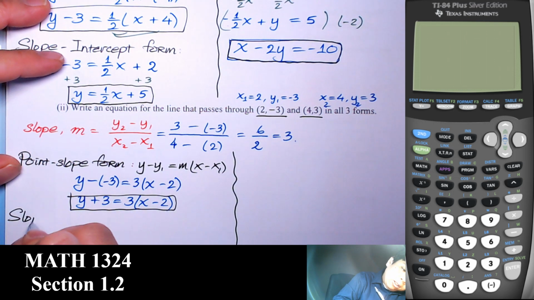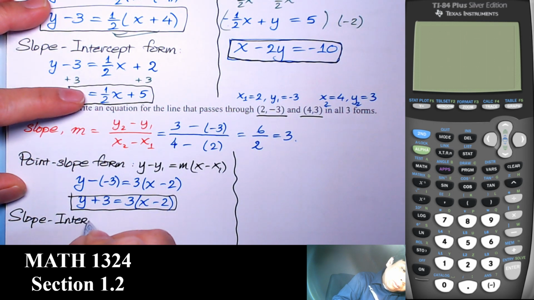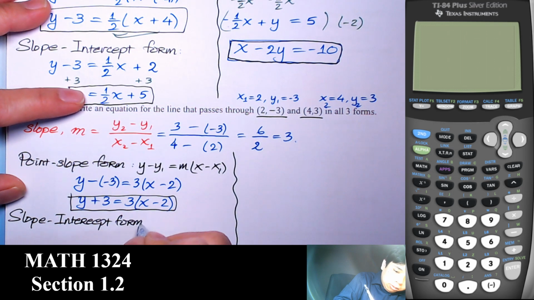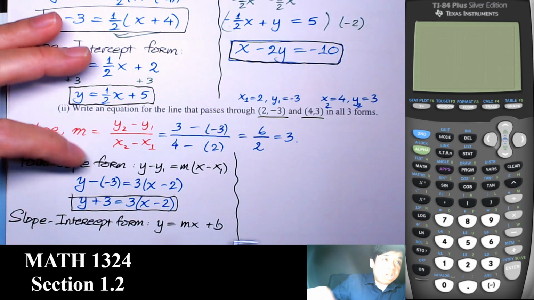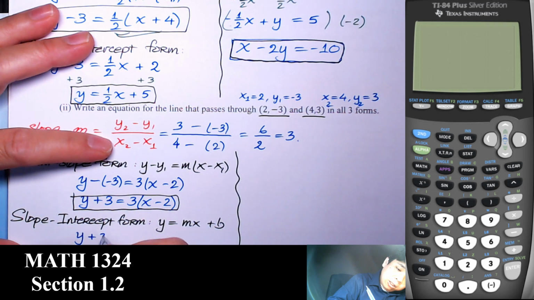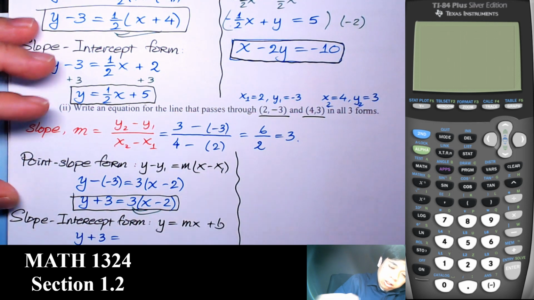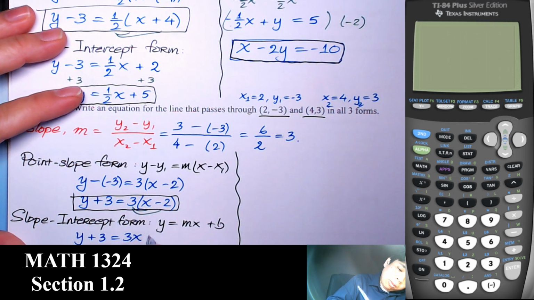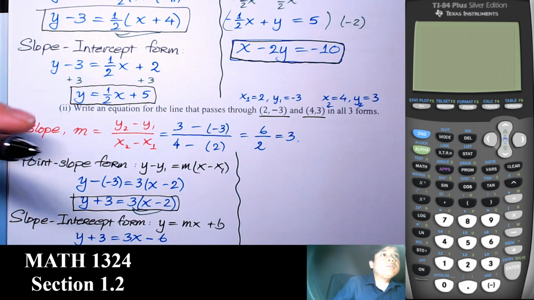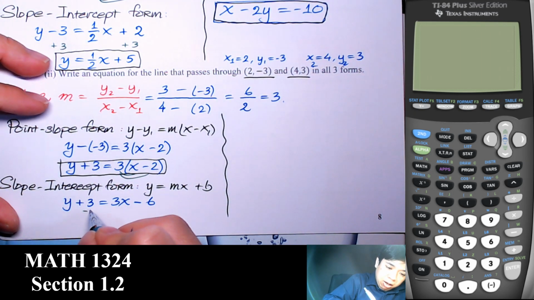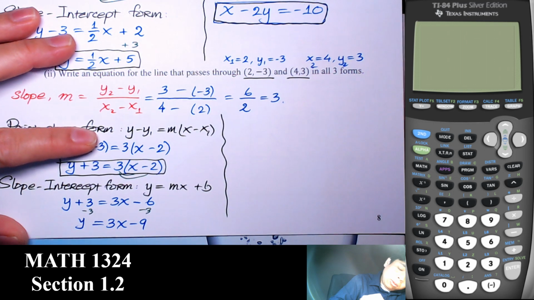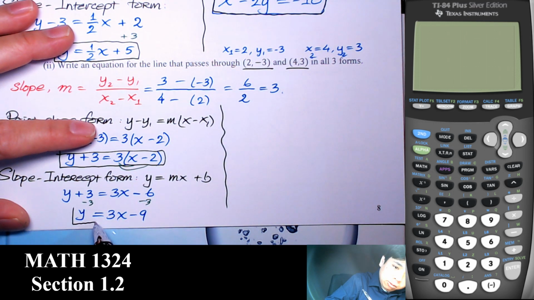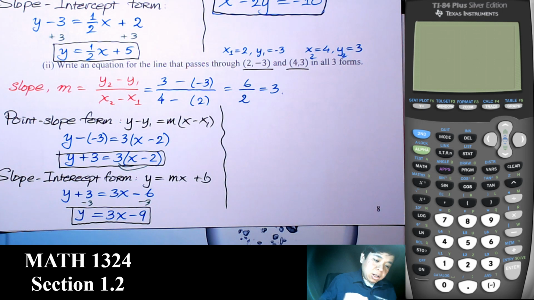Slope intercept. We're just going to solve for y. And we multiply this out. That will be 3x minus 6, and minus 3 on both sides. Now we get 3x minus 9. Right, so that is the slope intercept form.